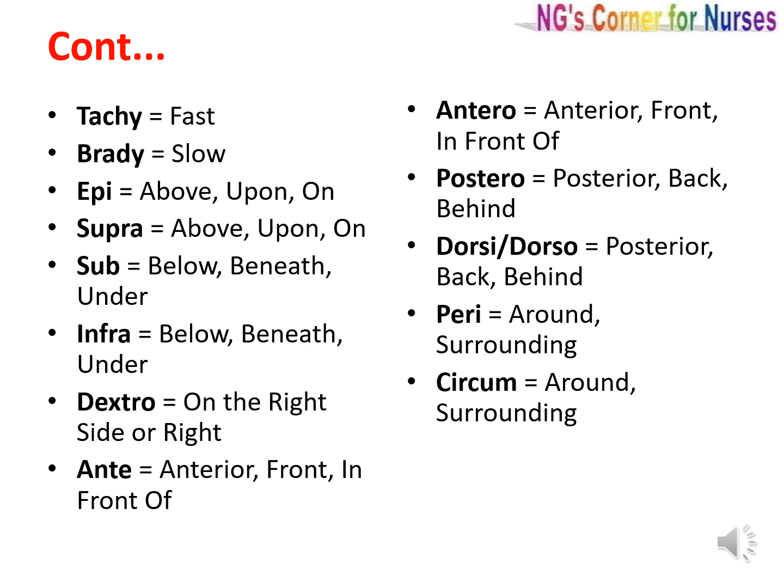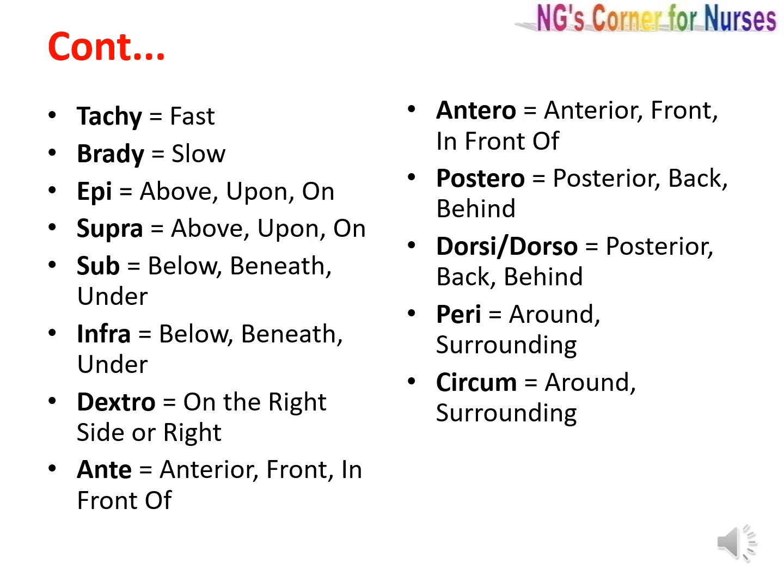Next is infra. Infra means below, beneath or under. And the example is infracostal. That means beneath or under the ribs. Next is dextro. Dextro means on the right side or right. We know the word dextrocardia. That means when the heart is located on the right side of the chest.